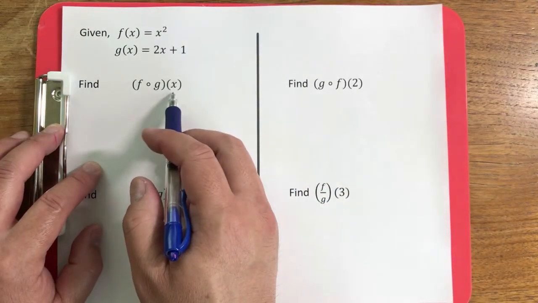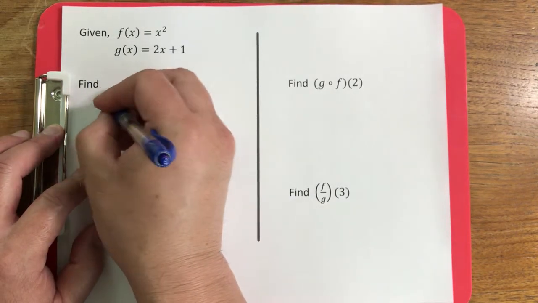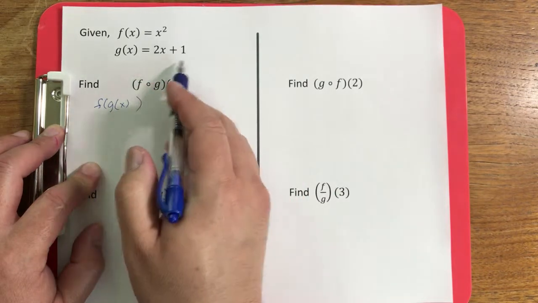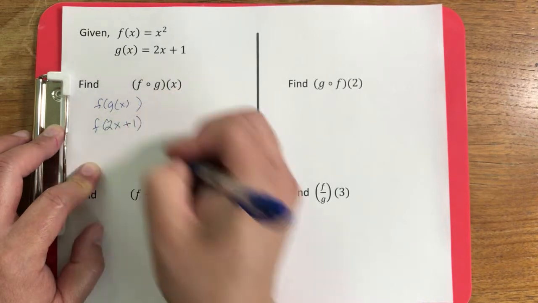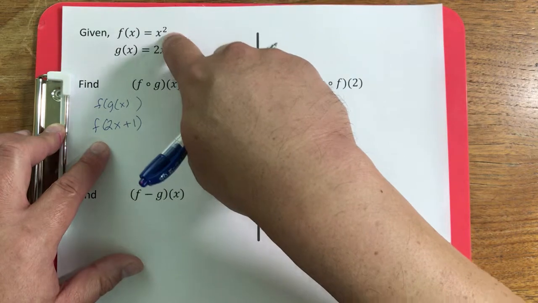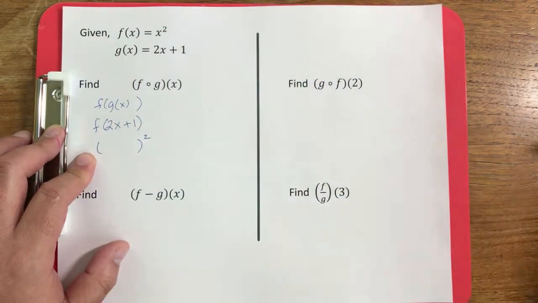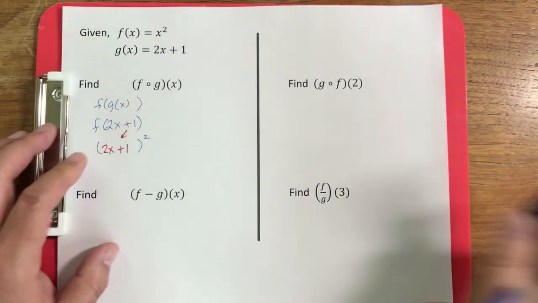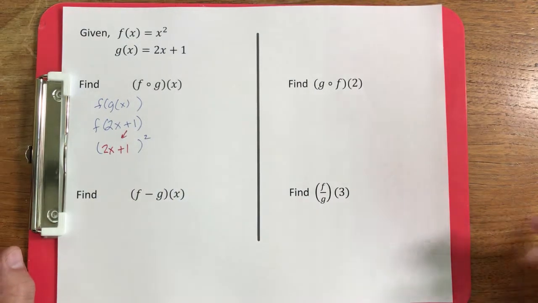So for over here, we have a composite. We're going to plug x into g, then g into f. And we can see that g of x is equal to 2x plus 1. And then we're going to use f of x as our template. Anywhere there's an x, we're going to put a parentheses and then a square. And what goes inside that parentheses is 2x plus 1. And I'm fine with you leaving that as the answer. You don't have to FOIL it.